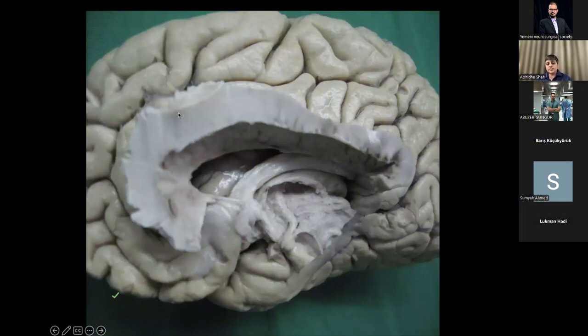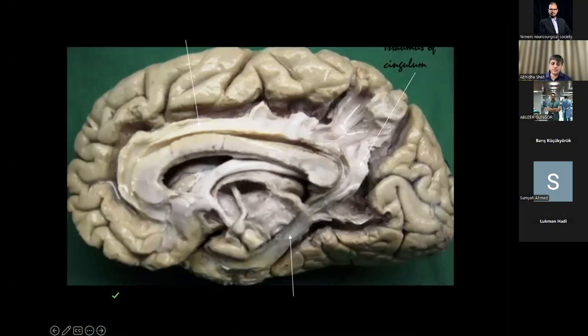Then you start dissecting medially. So this is the corpus callosum. And here you see that we have started dissecting in the region of the thalamus. So this is the fornix here. This is the columns of the fornix. This is the mammillary body. And you start seeing the structure here. That is the mammillothalamic tract. Now let's go further into this.